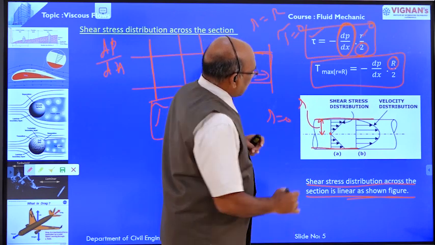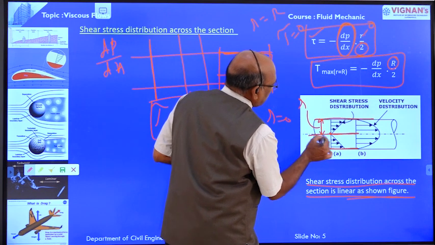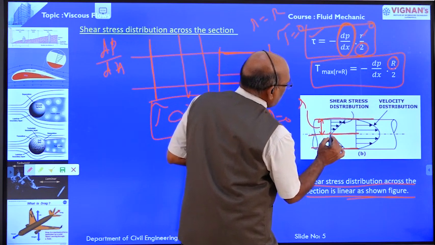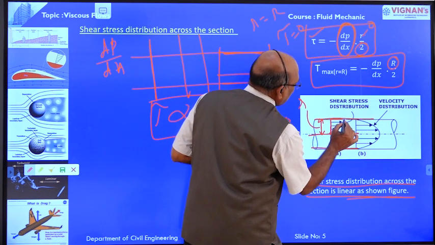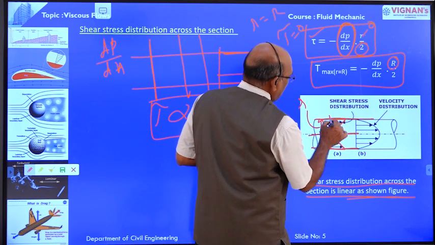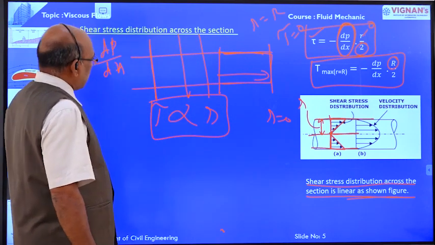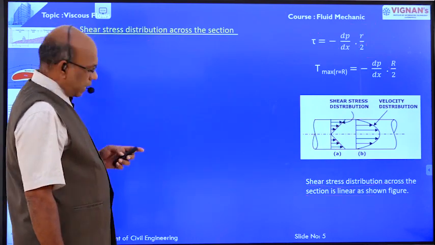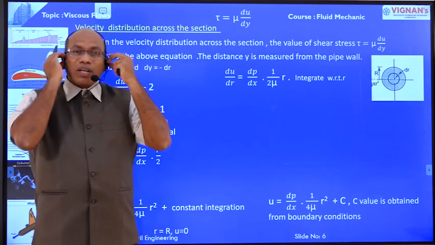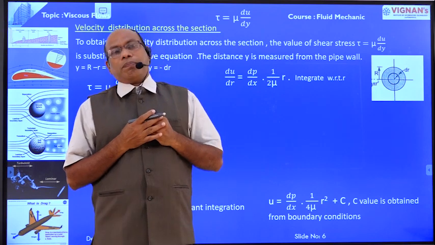Okay, this is the shear stress distribution across the pipe. At the middle, the center of the pipeline, the shear stress is 0. Gradually towards the boundary, the shear stress increases. Right? Okay, clear? Now we are going to discuss the velocity distribution across the pipe.